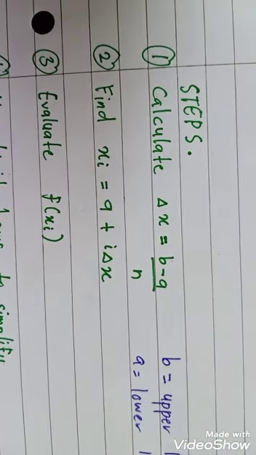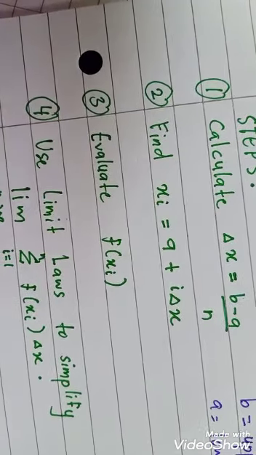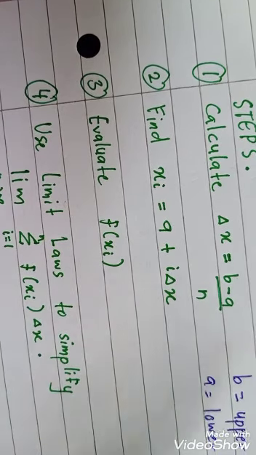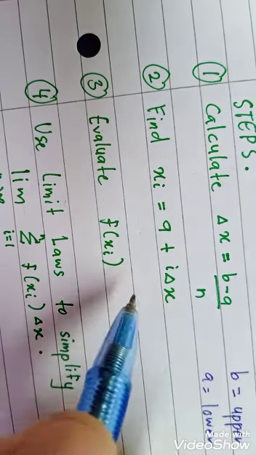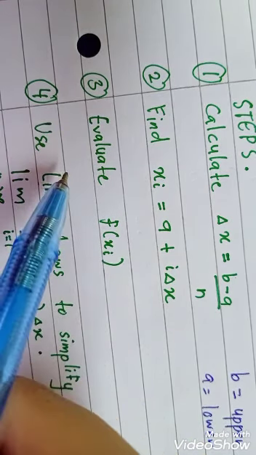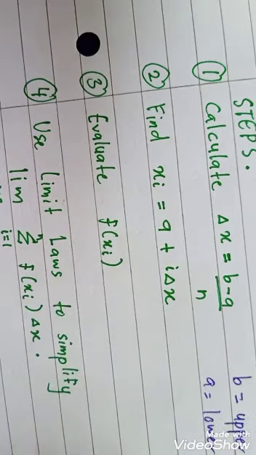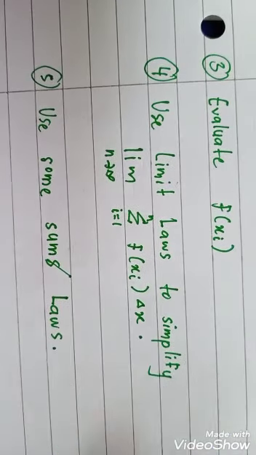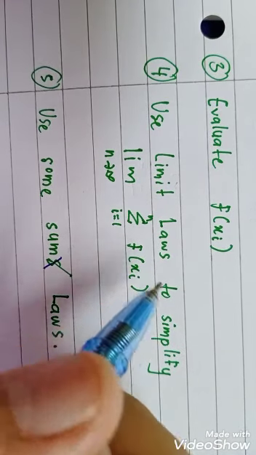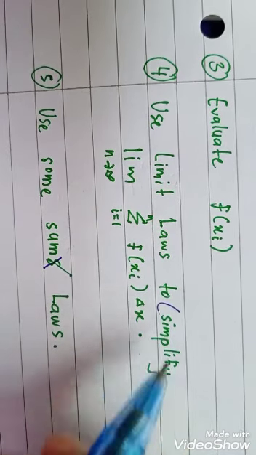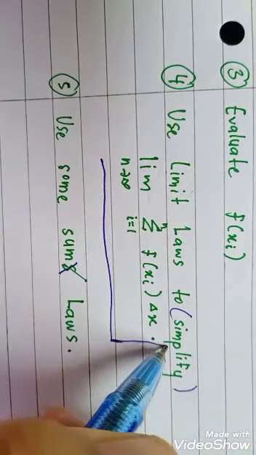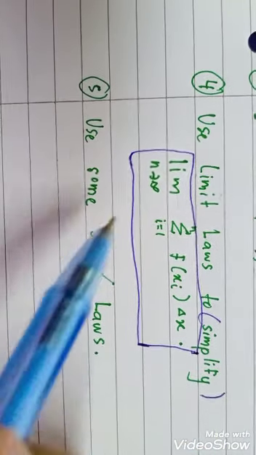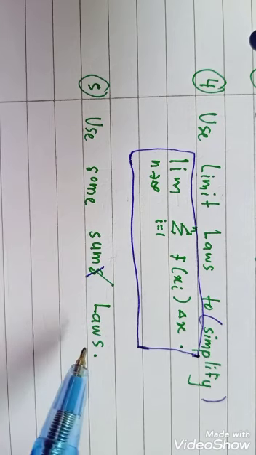Then the second step is to find the xi. xi is equal to a plus i delta x. The third step is to evaluate f(xi). Then the fourth step is to use the limit laws to simplify. Then the last step is to use the sum laws.